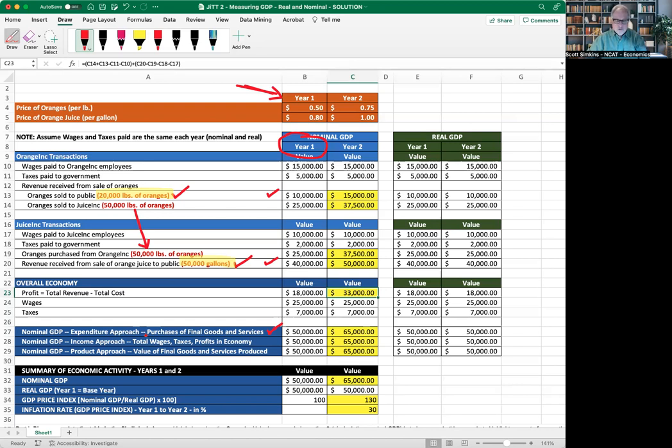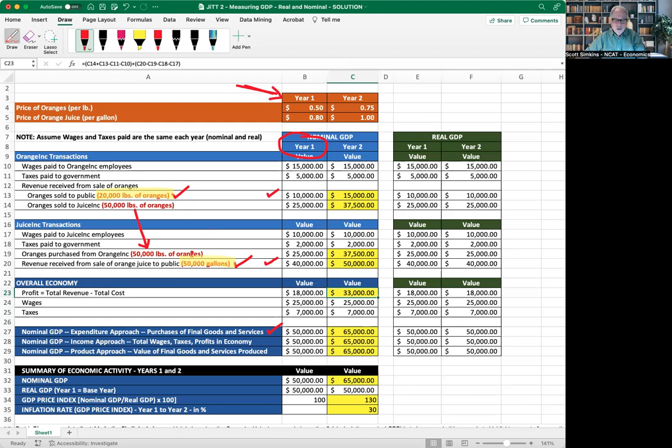So this economy has two producers, Orange Inc. and Juice Inc. Orange Inc. is producing oranges, and some of the oranges are sold to the public. Some of them are sold to Juice Inc. as inputs into the production of juice. So for Juice Inc., those 50,000 pounds of oranges are intermediate goods. They're not included as part of GDP. But oranges sold to the public in their final use, final goods and services, are. So this 10,000 indeed is part of nominal GDP in year 1.